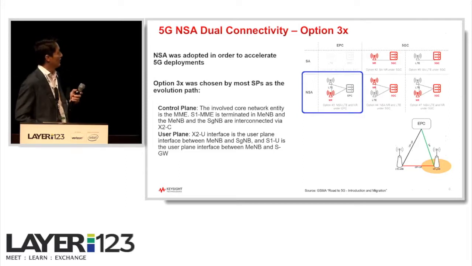But the advantage for option 3X is that the existing 4G or LTE eNodeB can coexist with the new radio, which is 5G eNodeB, and they connect to an existing 4G core infrastructure. Okay, so with the eNodeB being the master node, and 5G being the secondary node.